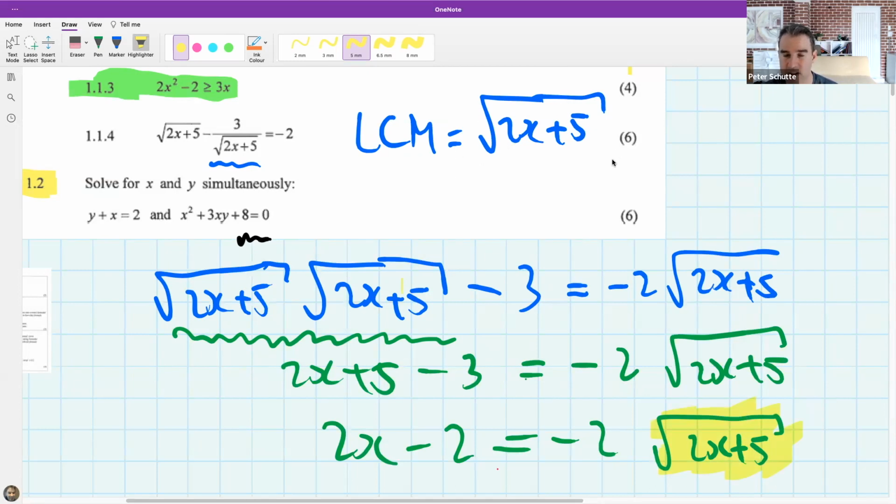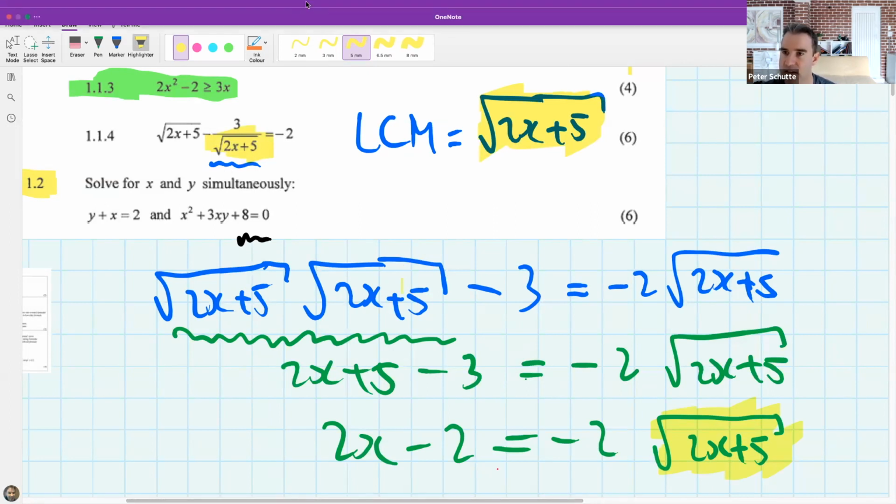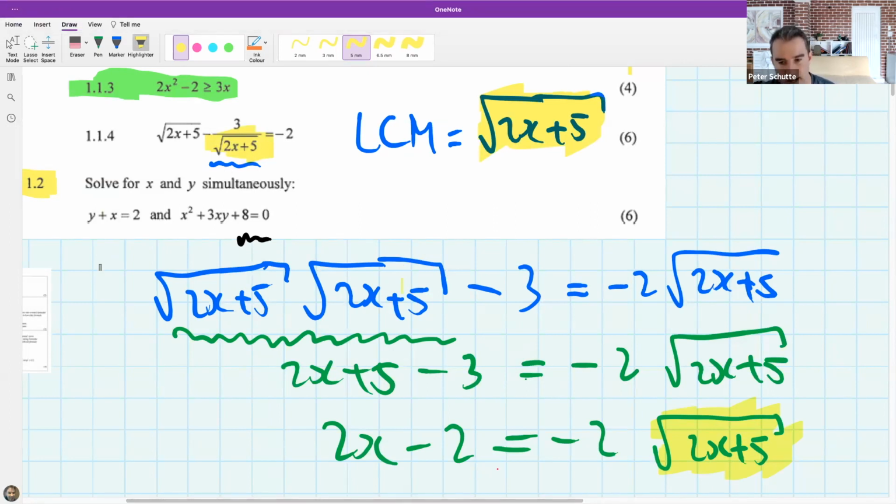So it's 6 marks. Step 1 was to multiply by the LCM, which was this thing. And that wasn't straightforward. Step 2 was to clean it up. Step 3 is going to be able to do the surd equation, which I will carry on with in the next lesson. But give me a thumbs up if you followed me so far, if you followed the basic thinking with the surd equation.